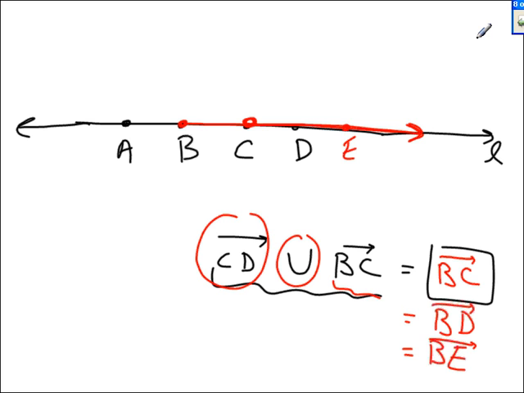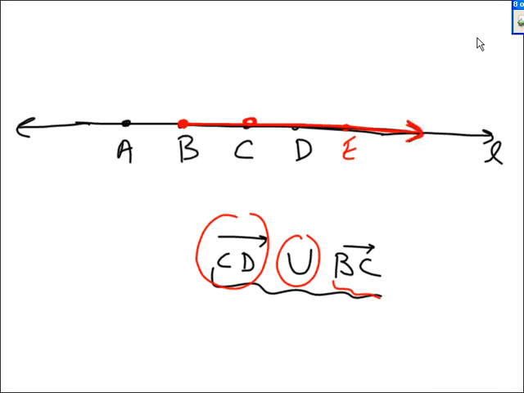And it turns out that the graph is already there. It's everything from B on. Let me draw it in the correct color. It starts at B and it goes to the right forever. That's the final answer. If instead of union, same exact problem, if I asked you for intersection, what would the answer be?